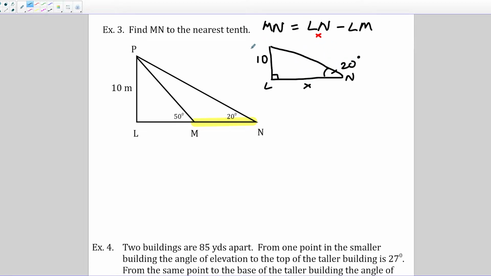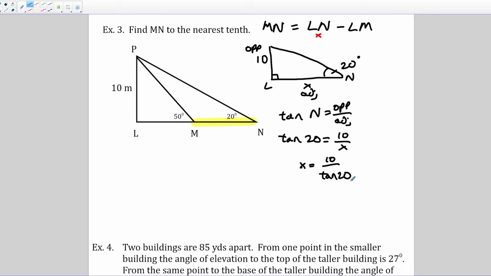And we can go ahead and label each side. So I know I've got my opposite and my adjacent side. So I'm going to use my tan ratio. So tan of angle N is equal to opposite over adjacent. I've got tan of 20 is equal to 10 over X. So X is equal to 10 over tan 20. So I end up getting X is equal to 27.47477. Because this is not my final answer, I want to take 3, 4, 5, depending on what you feel like, that many decimal places, so we don't throw off the rounding of our final answer.